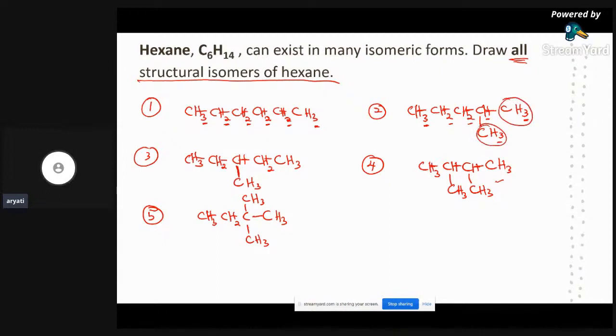So this is also not a chiral carbon. Carbon bonded to 3 hydrogen atoms, not chiral. 2 hydrogen, not chiral. 3 hydrogen, not chiral. Carbon bonded to H, okay.